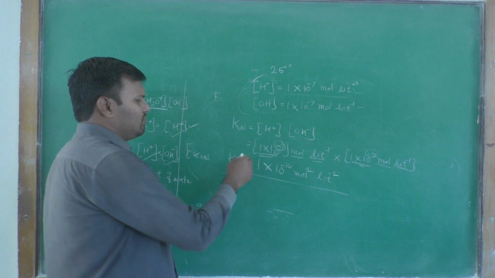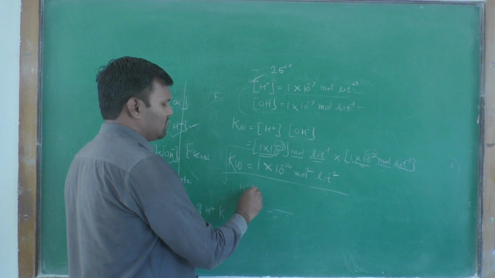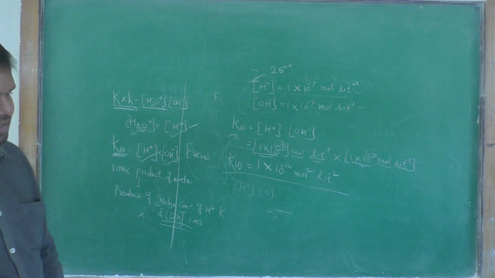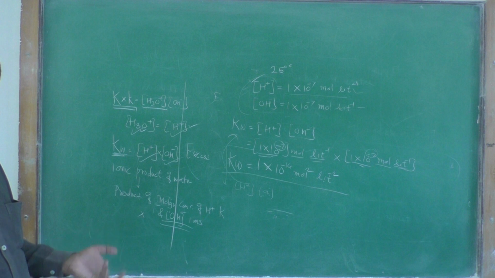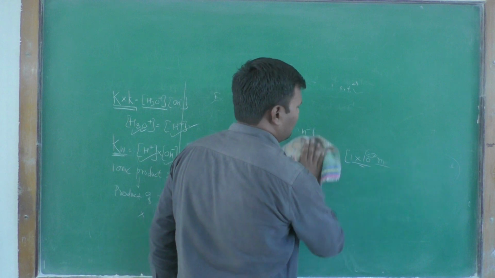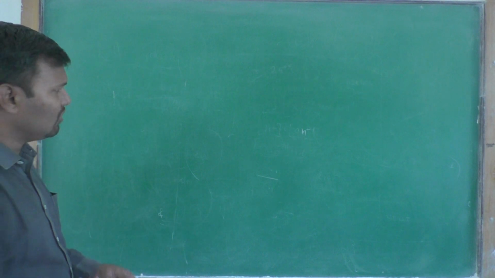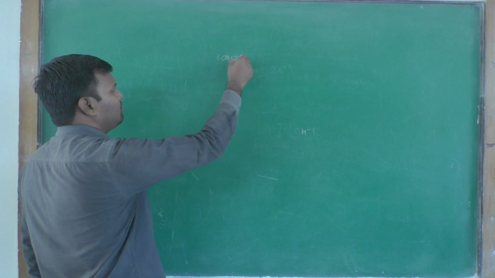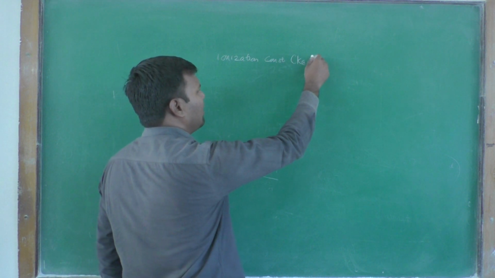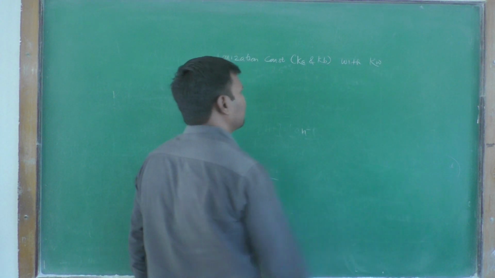Therefore it means what? The concentrations of H plus ions and OH minus ions, when multiplied, give you the ionic product. Now we have to find out the relation between the ionization constants, Ka and Kb, and the ionic product of water.